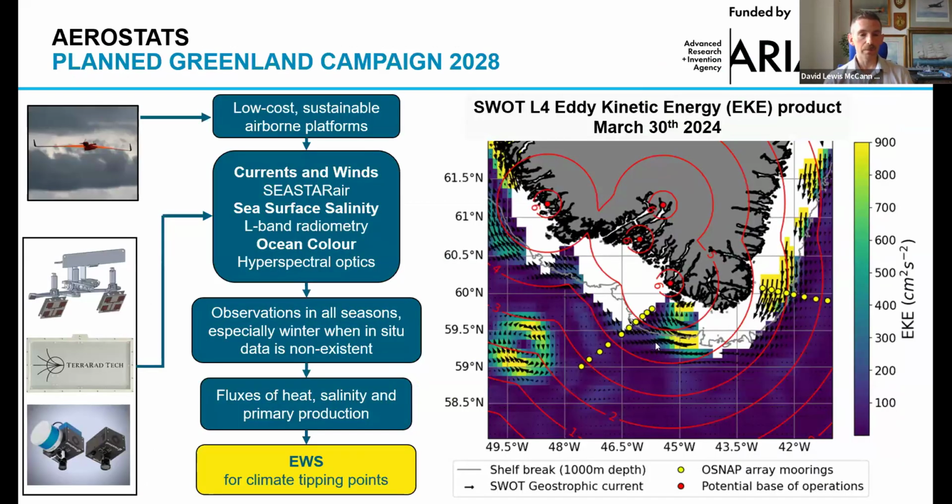So as I said, we've picked our drone and we have our sensor packages. With these, we are going to be making these 3 different observations in all seasons, especially in winter, to make observations of the fluxes of heat, salinity, and primary production. And eventually, this will all filter into an early warning system for climate tipping points.